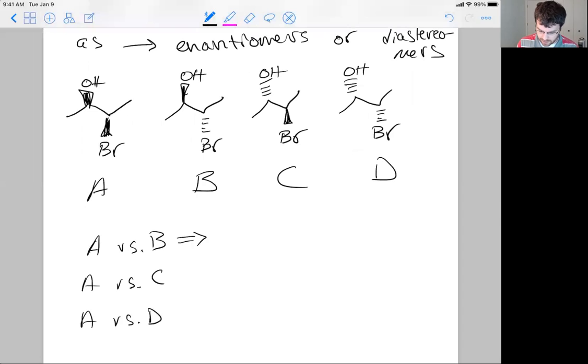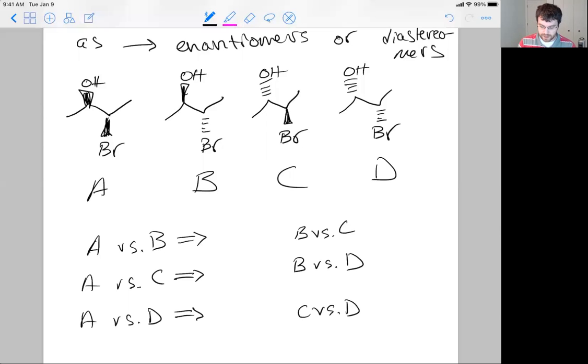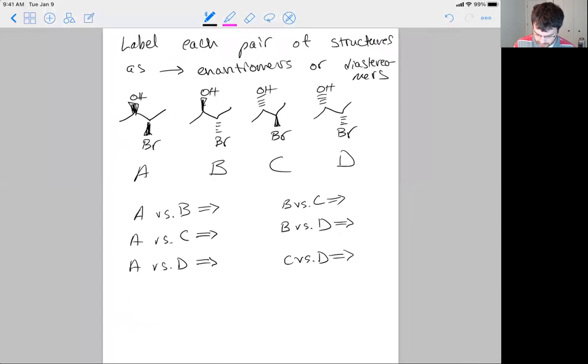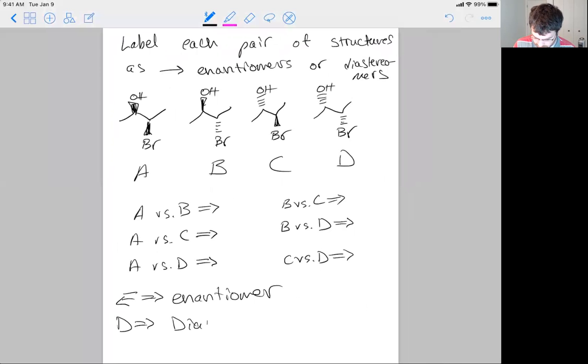And I'm going to write either a D or an E, enantiomer versus diastereomer. But I could still do B versus C, right? And B versus D. And I could still do C versus D. Now I've got all 6 combinations of comparison points for these structures. So I want to write E equals enantiomer, and D equals diastereomer. That's what's going to go to the right of the arrows in every case.